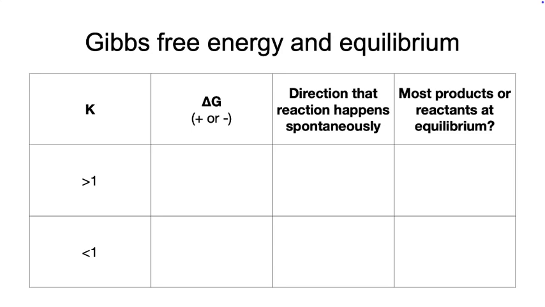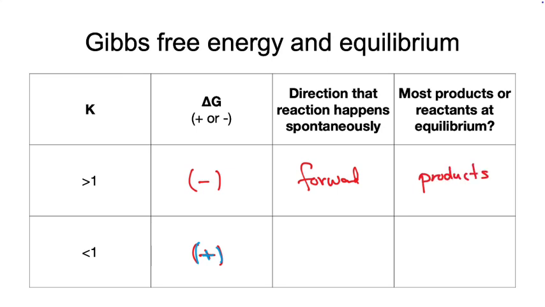Cool. Which then sets us up with a nice little table that can try and summarize this. If we had a K value larger than 1, what did that mean for our delta G? It was negative. If we had a K value smaller than 1, what did that mean? A delta G that was positive. Okay? If it's a negative, what direction does my reaction happen spontaneously? Forward. Okay? At equilibrium, do I have more reactants or products? I have more products.